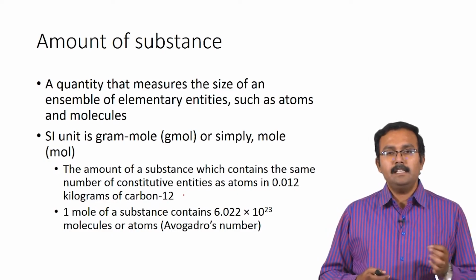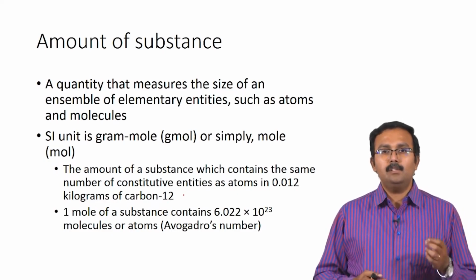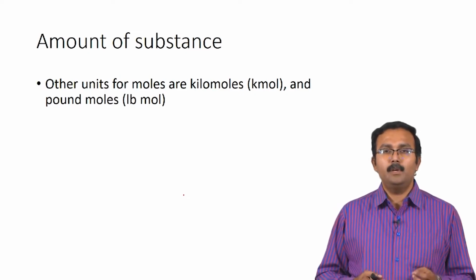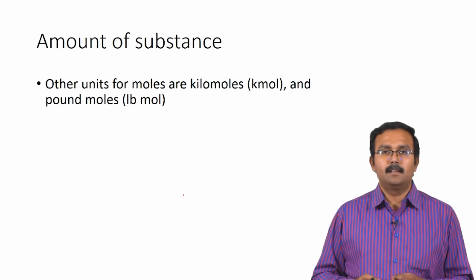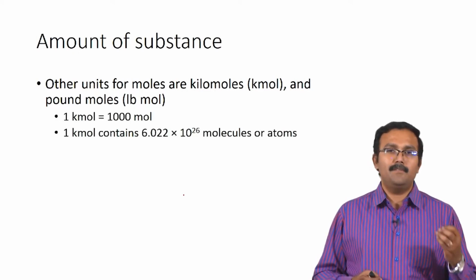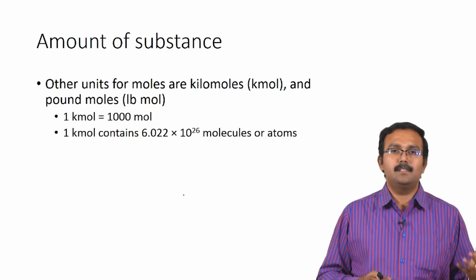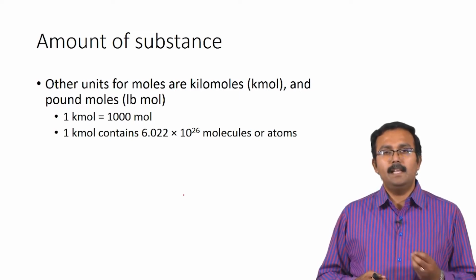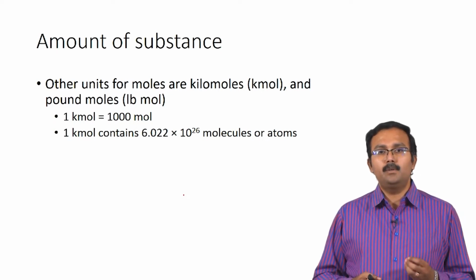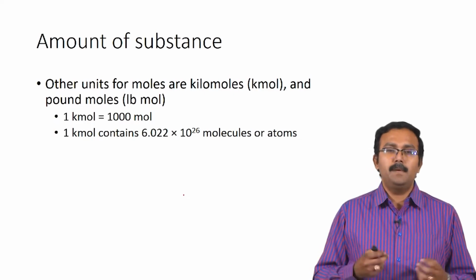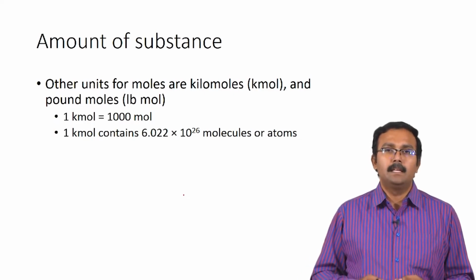So, in addition to gram moles, you can also use units like kilomoles and pound moles. It is important for you to understand what these represent. 1 kilomole is equal to 1000 moles. This is something everybody remembers and understands because it is a simple conversion. 1 kilomole would then contain 6.022 times 10 power 26 molecules or atoms. This is based on Avogadro's number again.